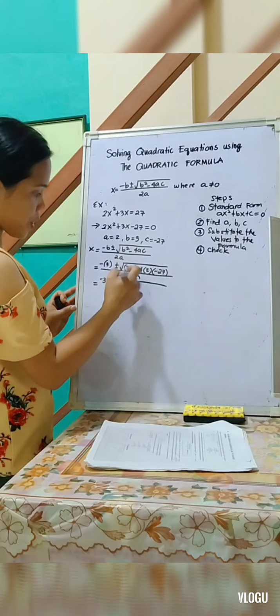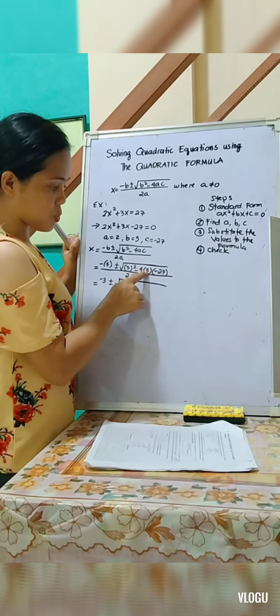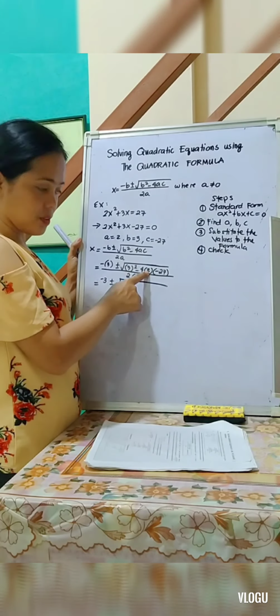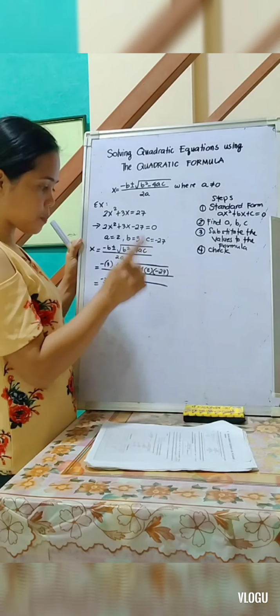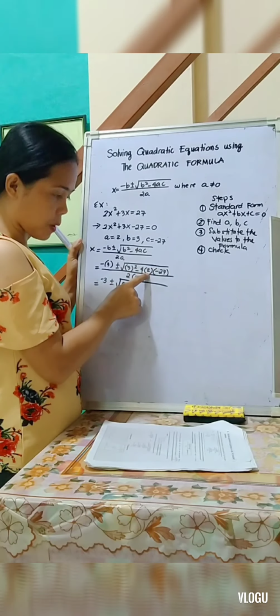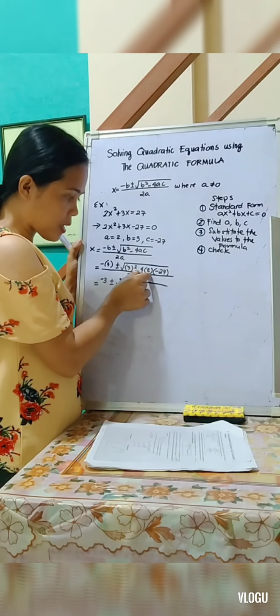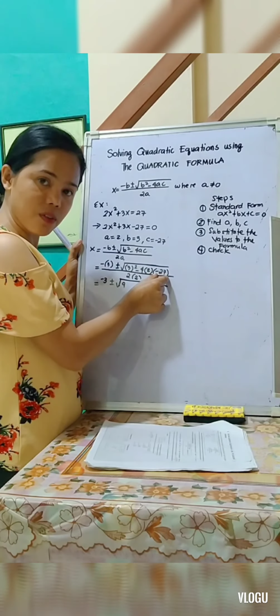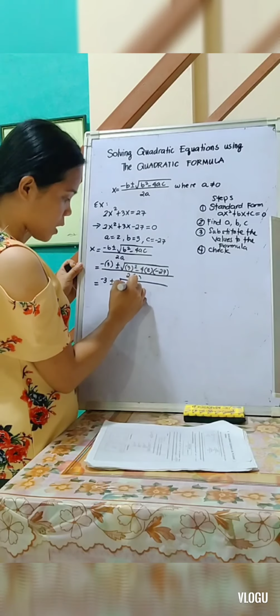So 3 squared, that is 9. And then you have negative times positive, that's negative. Negative times negative, you will have positive. I repeat, negative 4 times positive 2, that becomes negative. And negative times another negative, that will become positive. So instead of minus, we will have plus here.